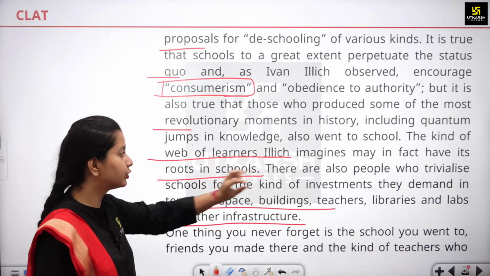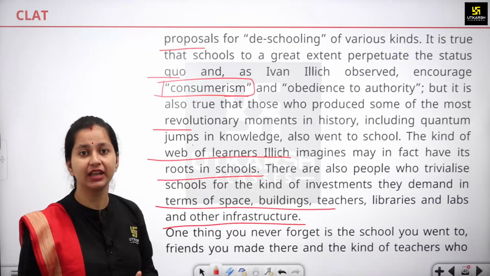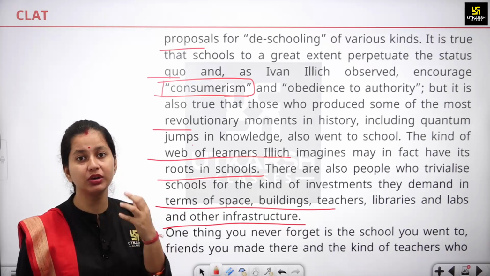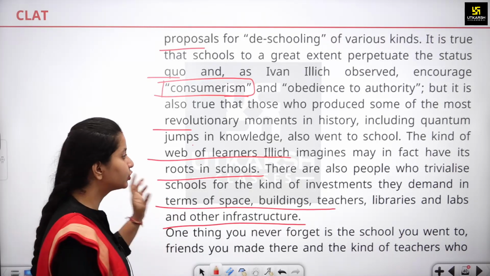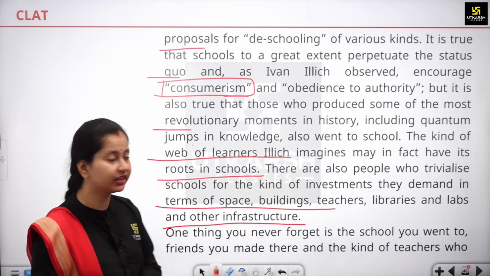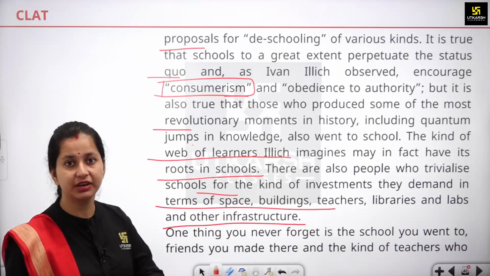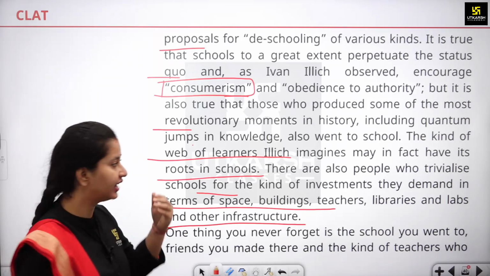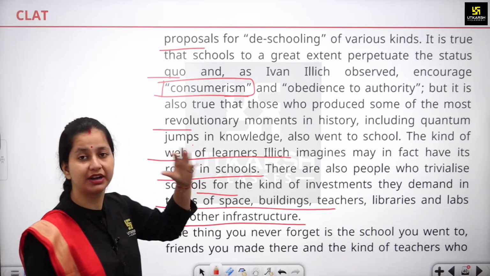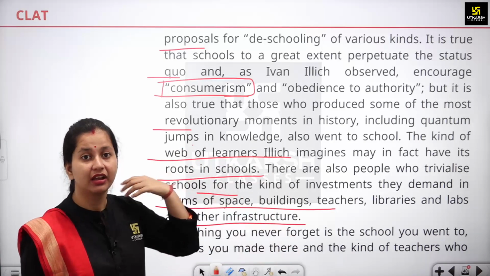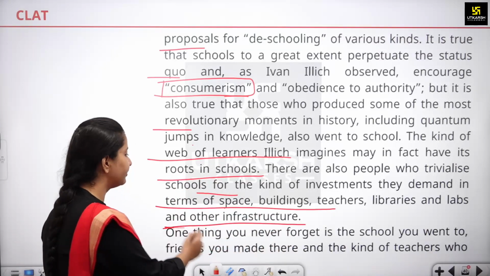Now there are also people, कुछ ऐसे लोग भी होते हैं जो स्कूलिंग को वर्थलेस मानते हैं या स्कूलिंग को इतना महत्व नहीं देते हैं, because of the kind of investment it demands, that is, it demands space, it demands teachers, libraries, and labs and other infrastructure.